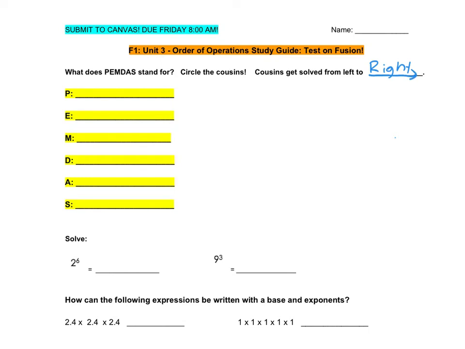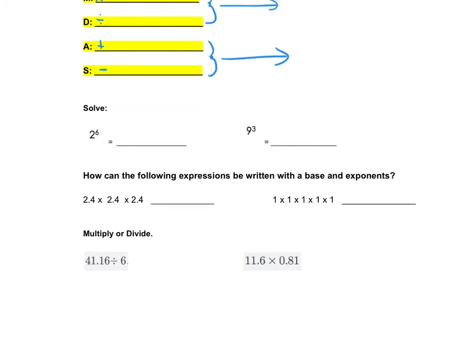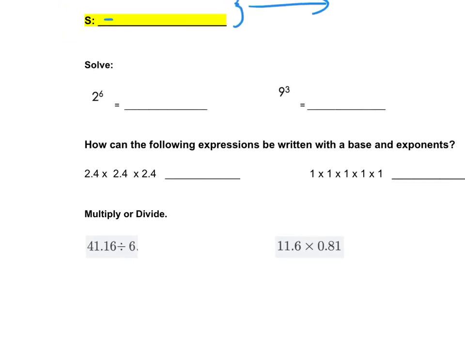And if you remember what our PEMDAS stands for, P is the parentheses, E is the exponent, M multiplication, D division, A addition, S subtraction. So our cousins are here. Multiplication and division are solved left to right. Addition and subtraction are solved left to right. Okay, let's go on to do our exponents.